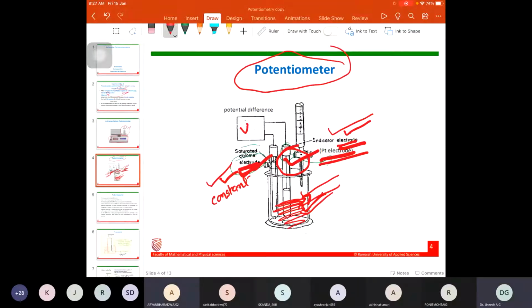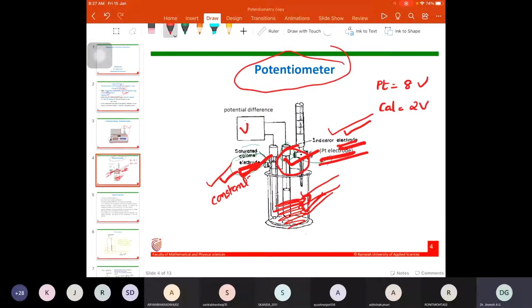Still not clear? Then I will explain one more time. Imagine platinum electrode potential. We take it as 8 volt. Imagine a simple value, 8 volt. Reference electrode, calomel electrode potential, we are taking it as 2 volt.